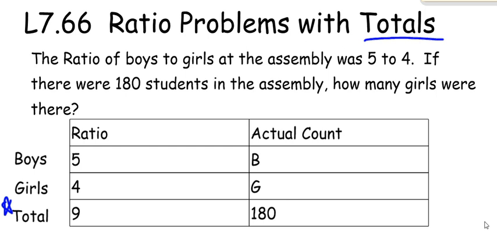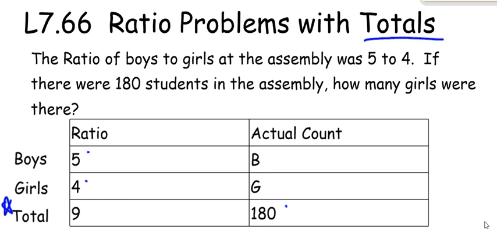Here we go. Our ratio in this problem says boys to girls at the assembly was 5 to 4. So there are 5 boys for every 4 girls. Right? If there were 180 students in the assembly, how many girls were there? And so we find out that, boom, there's 180 there.